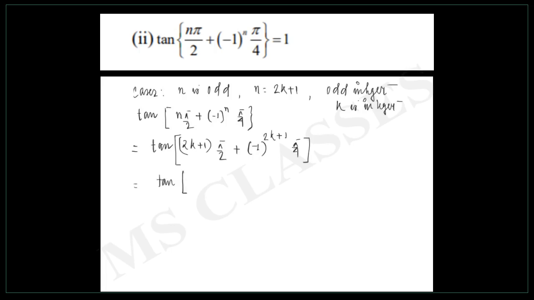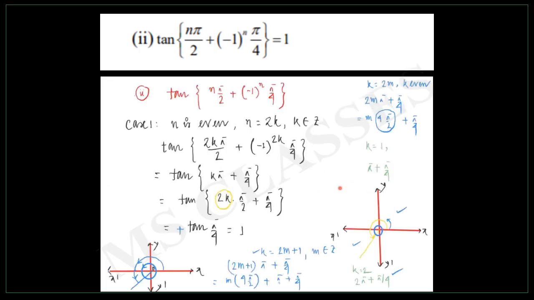Tan, we can write this one as k pi plus pi by 2 minus pi by 4. So this gives us tan k pi plus pi by 4. Now, the previous part, if we see here, what we have? k pi plus pi by 4. Here also k pi plus pi by 4. Here k is any integer. Here also k is any integer.